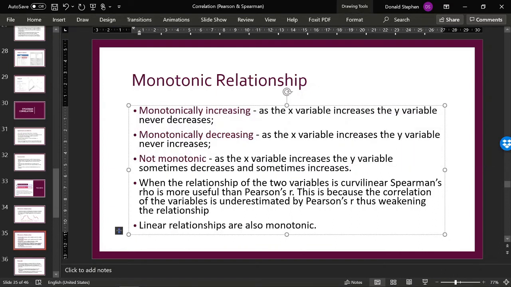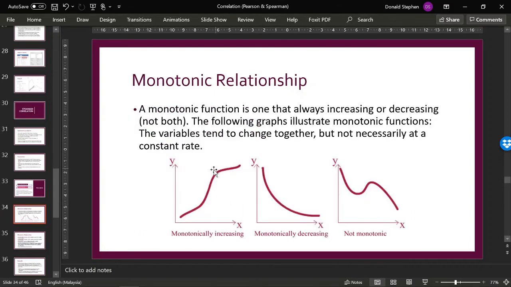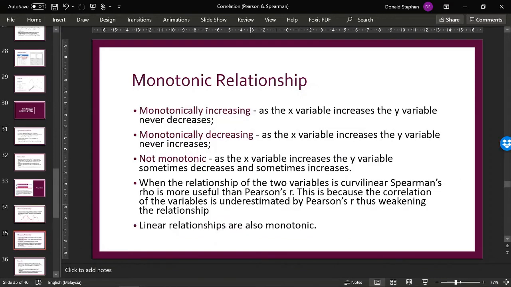So when the relationship of two variables is curvilinear, it has a curve like this. This one is a curve, isn't it? This one is also a curve. Spearman is more useful than Pearson's, because the correlation of this variable is being underestimated by Pearson, thus it weakens the R value that you are going to calculate. Sometimes Spearman and Pearson will give you the same answer. Sometimes Spearman and Pearson will not give you the same answer.